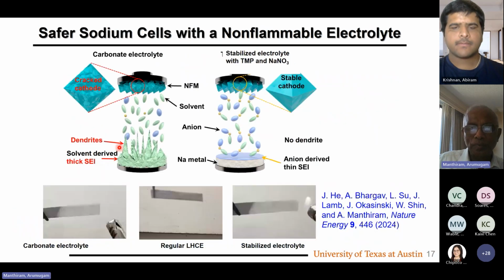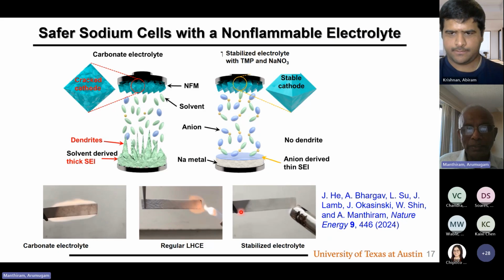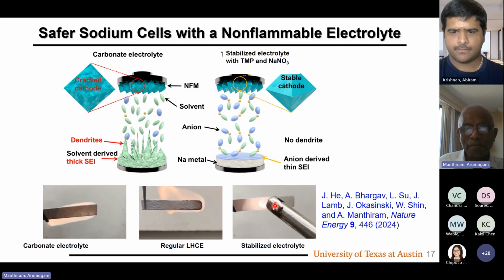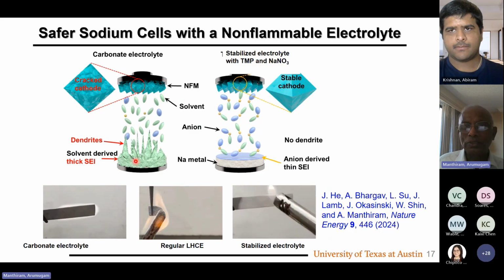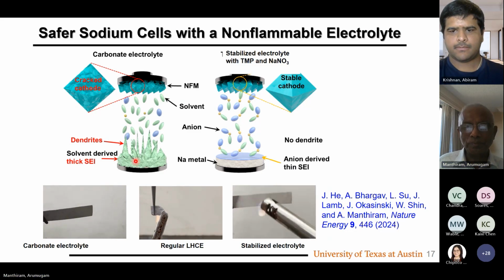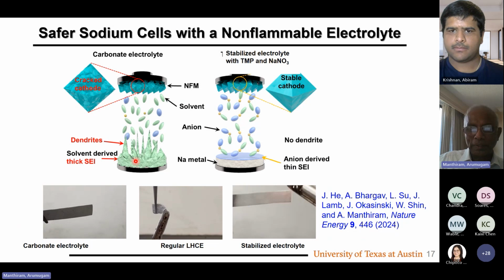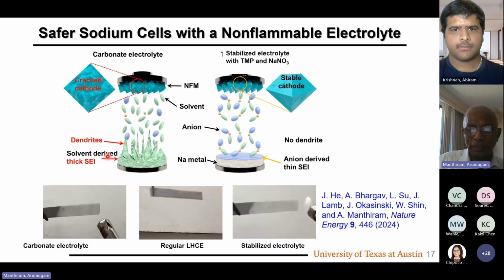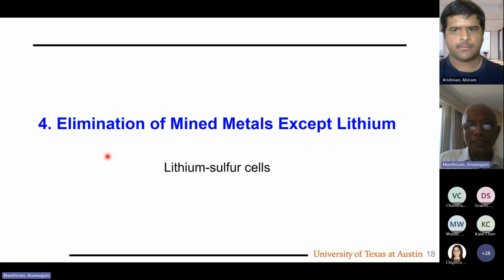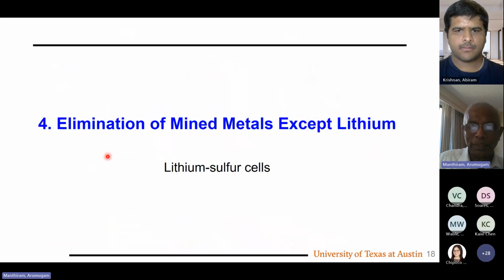Not only that, they also give better safety. This conventional electrolyte catches fire; this is our electrolyte, and the other does not form dendrites. The electrolyte again plays a dominant role, gives better safety, better cycle life, as you saw here. So better cycle life and better safety. Next is the elimination of mined metal excepting lithium.